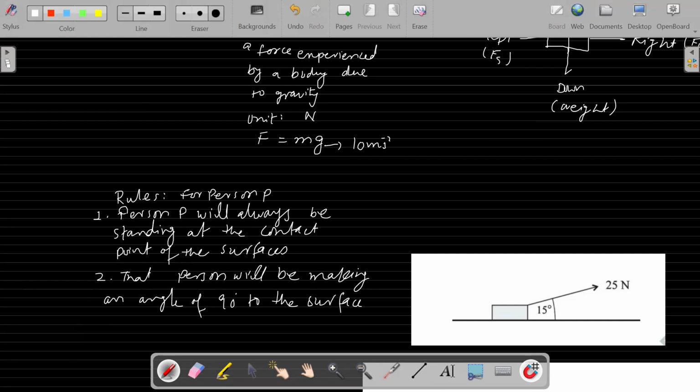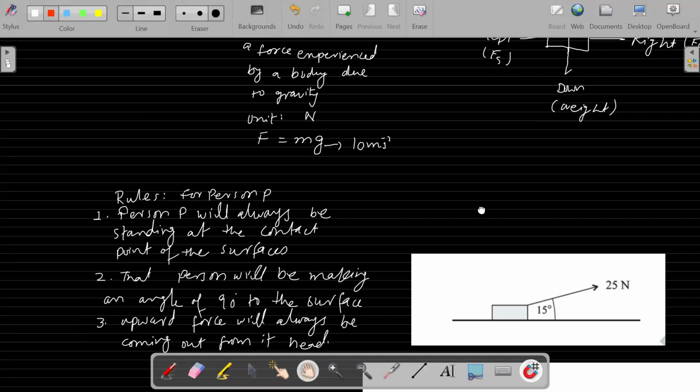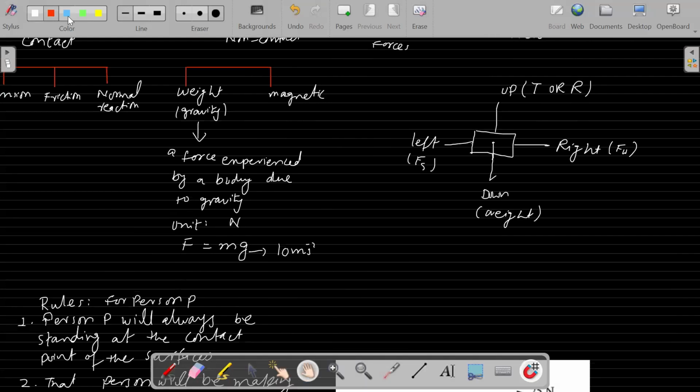And third rule, there will be one more. Upward force will always be coming out from its head. Okay, these rules show that we are now going to introduce a person P on these graphs. So see, suppose that on this one, I'm going to introduce my person P.